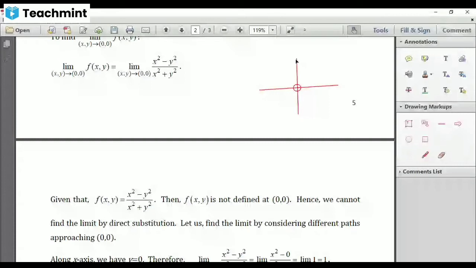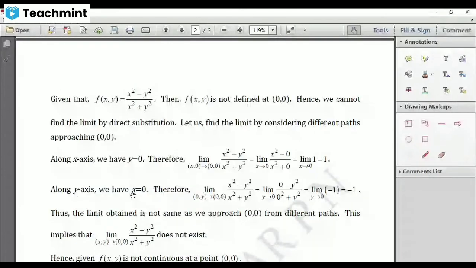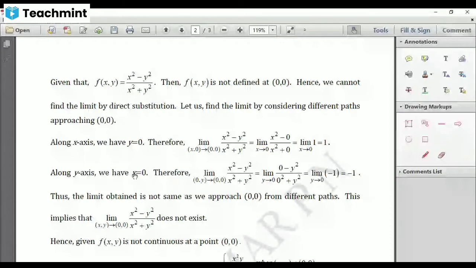The y-axis is represented by x equal to 0 because there is no length, only height. Now along the y-axis, which is nothing but x equal to 0, you are substituting x as 0. So the limit of 0 comma y tends to 0 comma 0 of this. But your x is 0. If you substitute that, then you'll get minus y square by y square, which get cancelled.